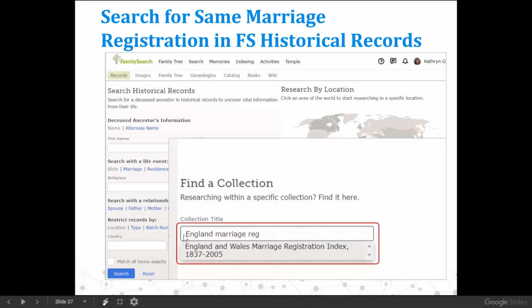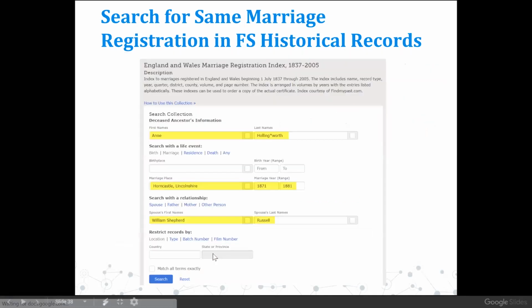I just started typing England marriage reg, and you notice I didn't even have to type the whole word registration, and the record I wanted came up. Now notice that this doesn't contain the word civil, even though it's commonly called civil registration, but it does contain the word registration, and it does tip us off because 1837 is when civil registration started in England. So I'm going to click this record, and I get taken to a search form that is only going to search civil registration. So this is a good way of focusing your search.